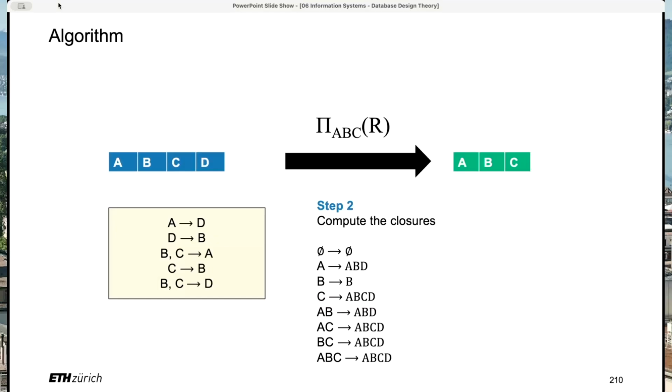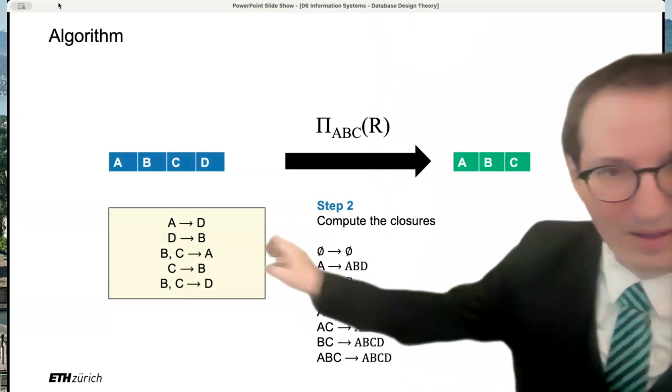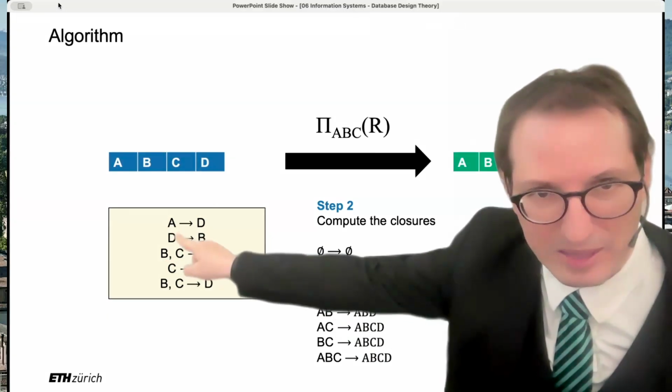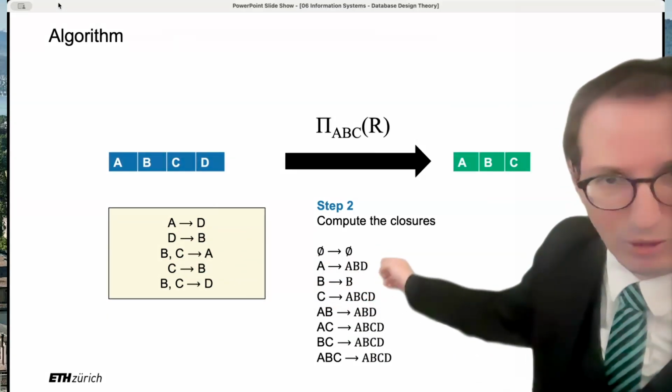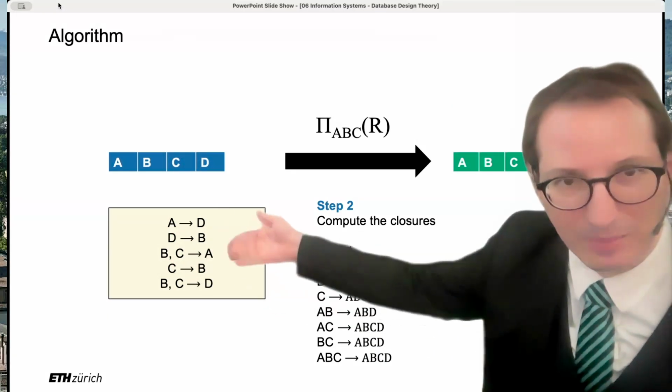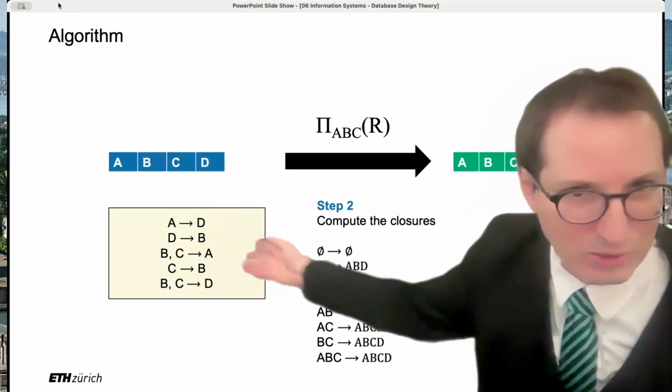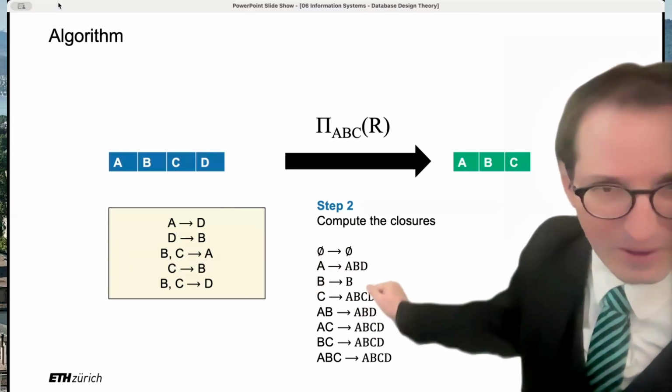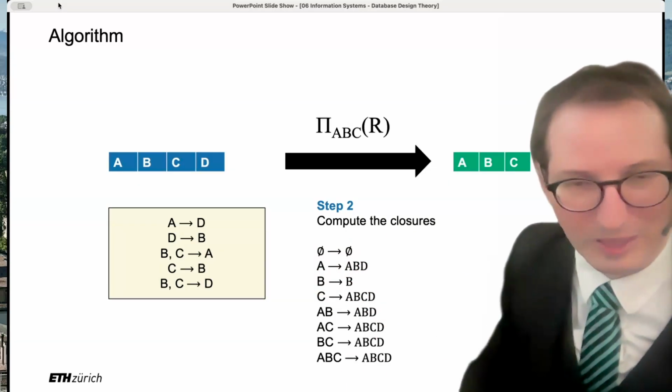And then we need to compute the closures. That's the game that I told you last time. You need to add stuff. So you see, for example, if I have A, then I can add D. And since I have D, I can add B, right? And then I end up with A, B, D, but not C, because C is anyway never on the right. So there's no way I could ever have C on the right if it's not already on the left.